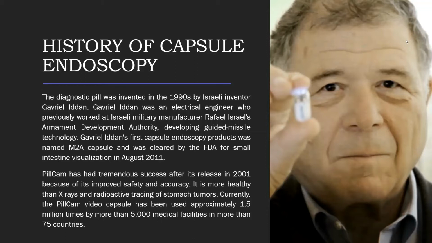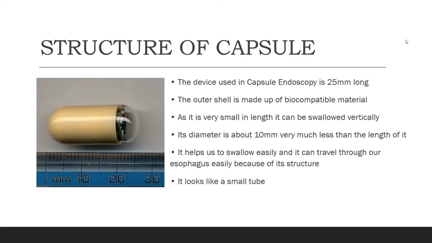PillCam has had tremendous success after its release in 2001 because of its improved safety and accuracy. It's healthier than X-rays and radioactive tracing of stomach tumors. Currently, the PillCam video capsule has been used approximately 1.5 million times by more than 5,000 medical facilities in more than 75 countries. Now let's talk about the structure of the capsule.